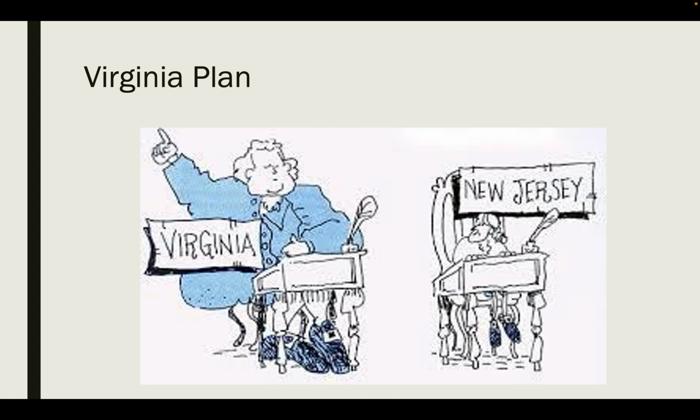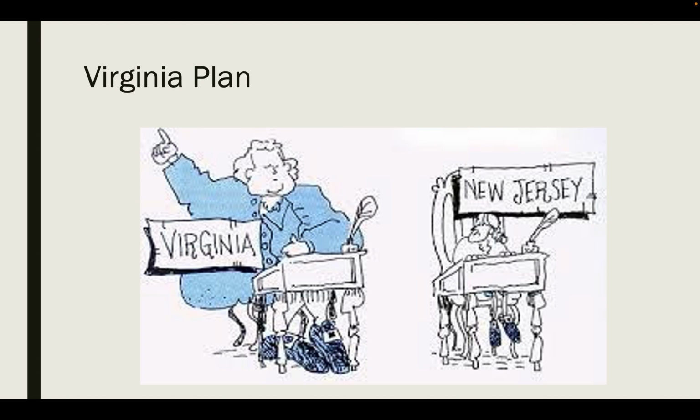So same image, but this time we're going to take Virginia's side on this. Virginia is looking at the Articles of Confederation, thinking, why should these small states where very few people live have the same number of representatives in a legislature, or this lawmaking body? And they think that if you have more people in your state, you should have more representation.